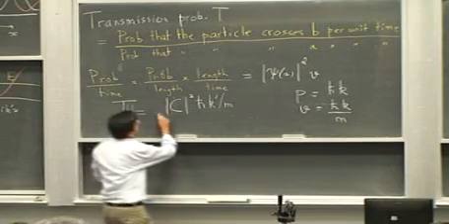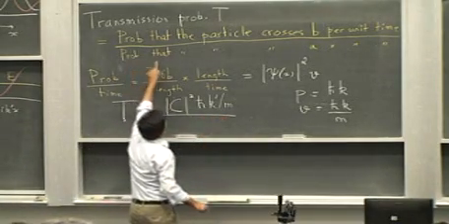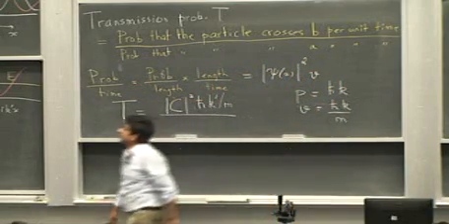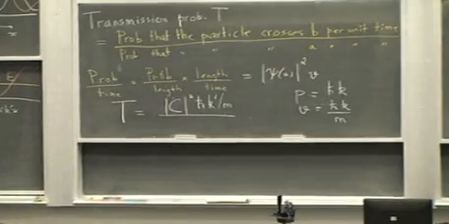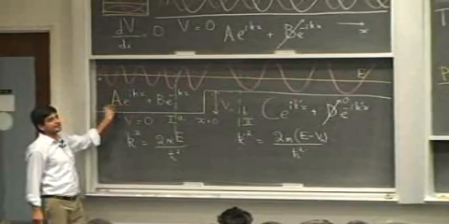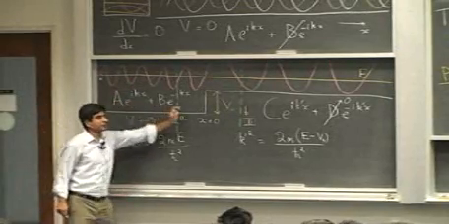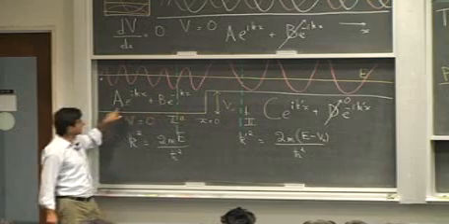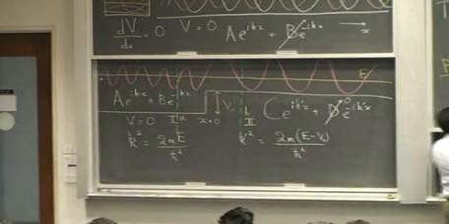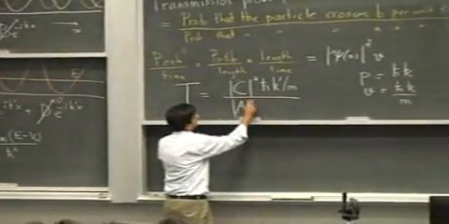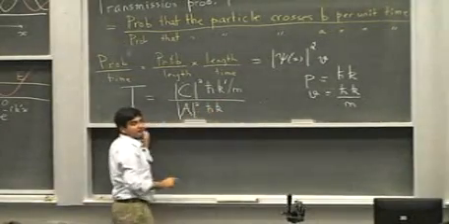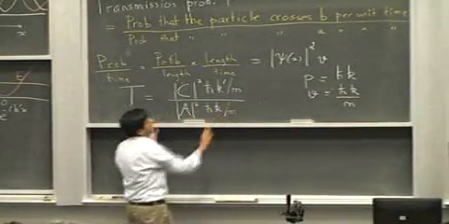And what's in the denominator? I look at the probability that the particle crosses plane a per unit time. So which wave function do I choose? I choose this wave function, because this represents the particle propagating from left to right and crossing this screen. So I take the modulus squared of A, and the speed is h bar k over m.